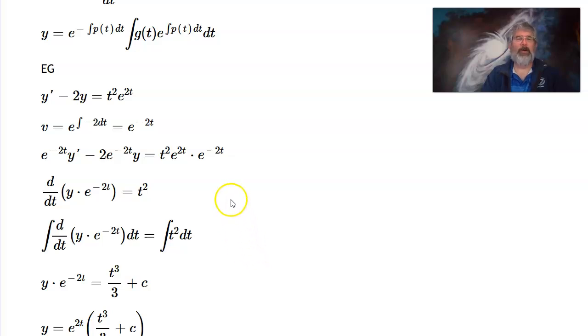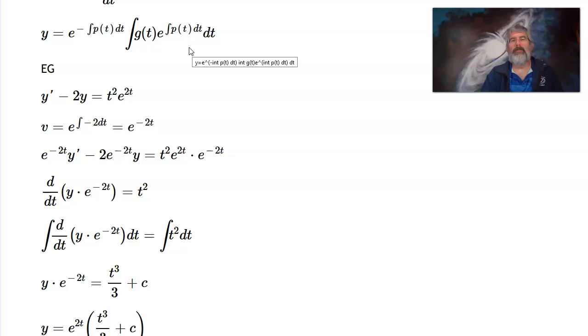So let's keep going. The left-hand side was, by design, the derivative of y times the integrating factor, and the right-hand side just became a t squared. Now when I integrate both sides, the left-hand side is the integral of the derivative of this product, so we just get that product. The right-hand side in the formula looks kind of crazy: the integral of g of t times e to the integral of p of t dt, dt.